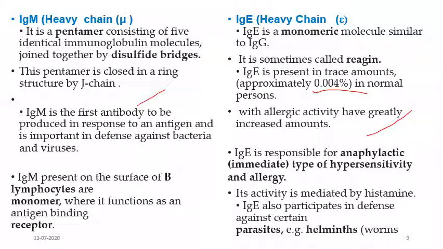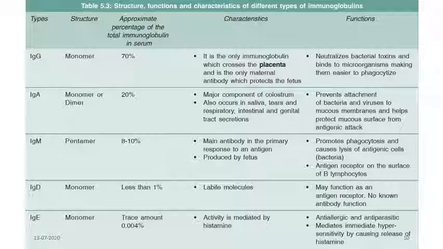IgM is present on the surface of B lymphocytes as a monomer, where it functions as an antigen binding receptor. IgE is responsible for the anaphylactic or immediate type of hypersensitivity and allergy, and it is mediated by release of histamine. So the allergic reactions occur because of the presence of this IgE. IgE also participates in defense against parasitic infections like helminthiasis caused by worms.